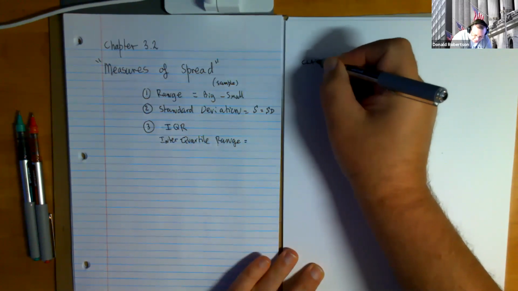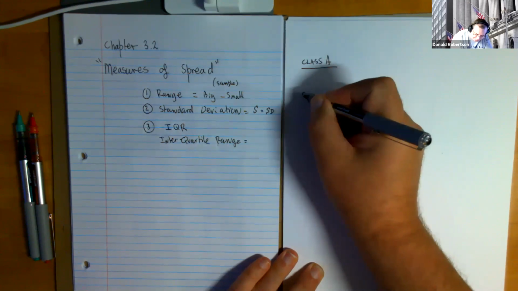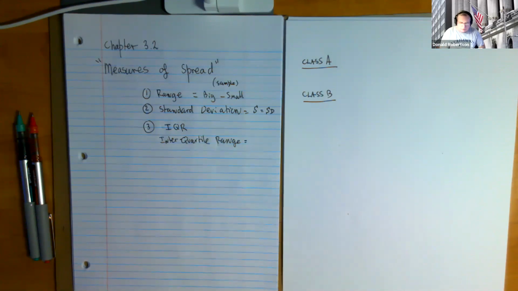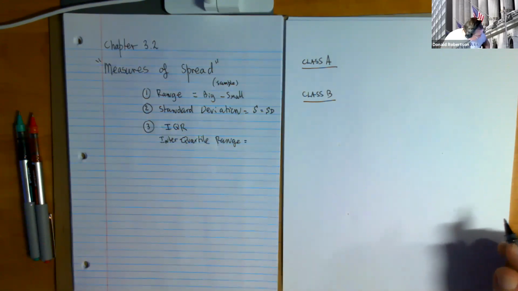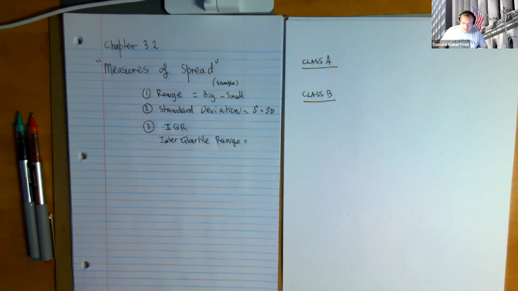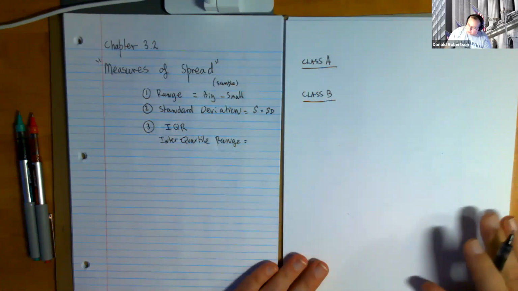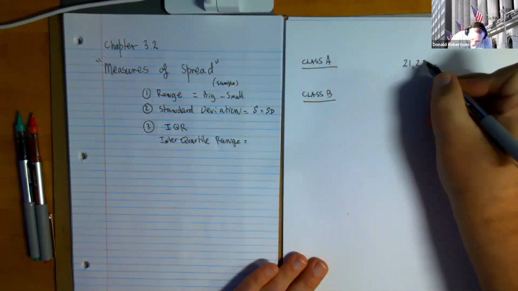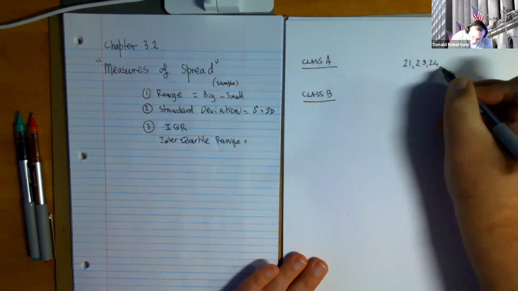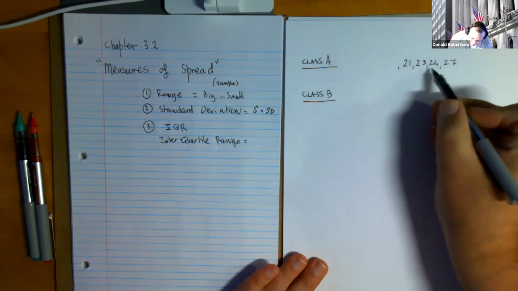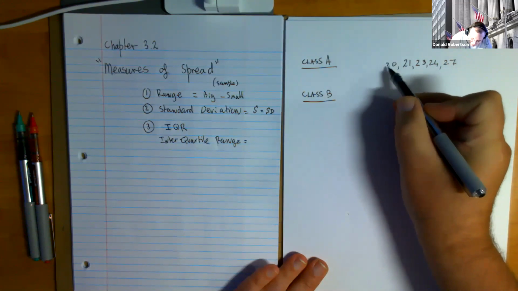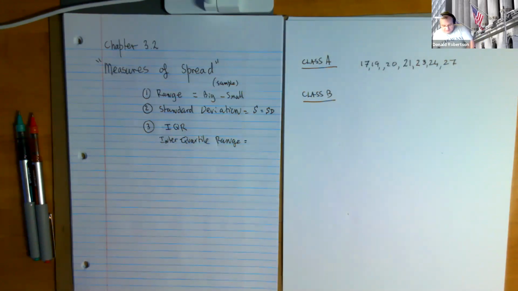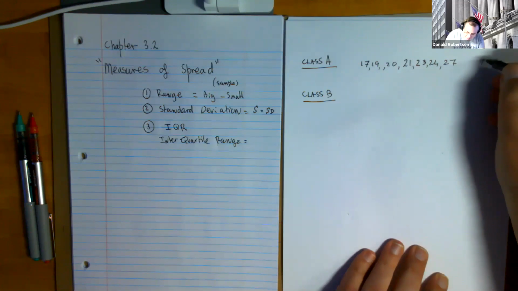Suppose there were 2 classes. One was called Class A, and the other one was called Class B. And we collected some data on them. Let's say it was the ages of students in these classes. And just to make my life easier, we're going to have very small classes, right? So we'll put it at 21, 23, 24, 27, 20, 19, 17, right? So these are the 7 people that were in that class.